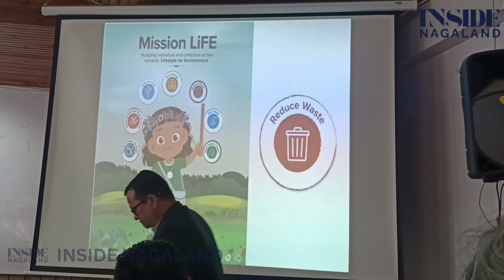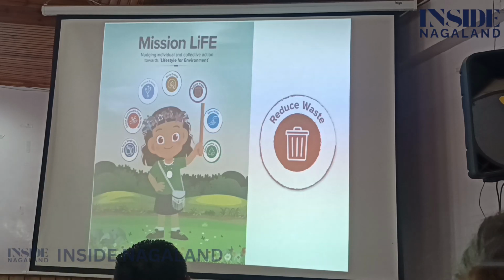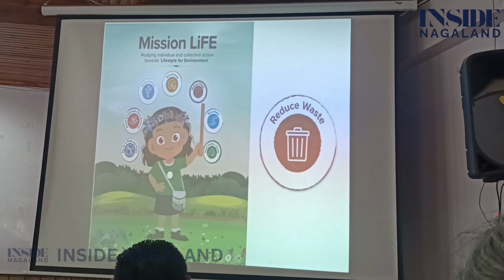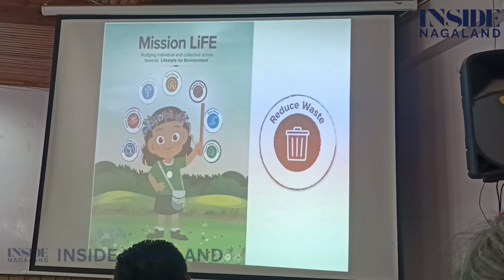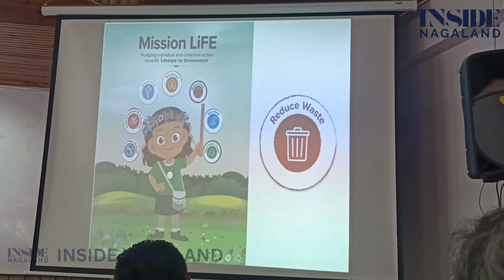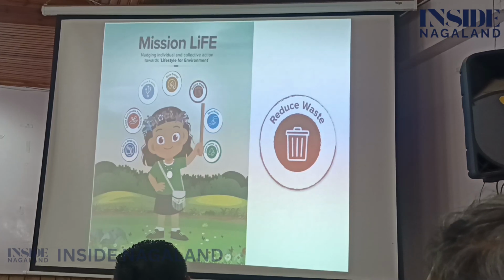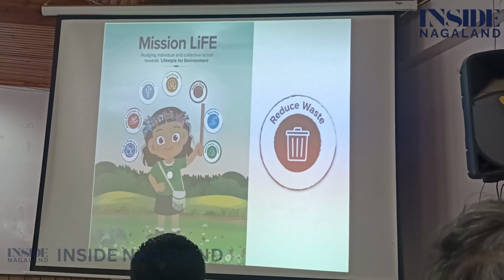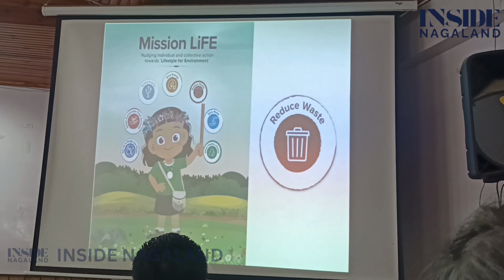Reduce waste. This is something that is very important. As I was discussing earlier with the President of the Kohima Press Club, today we are discussing air quality. But definitely, down the line, we would also like to discuss waste management, sir, because waste management is something in which each and every individual plays a very important part.